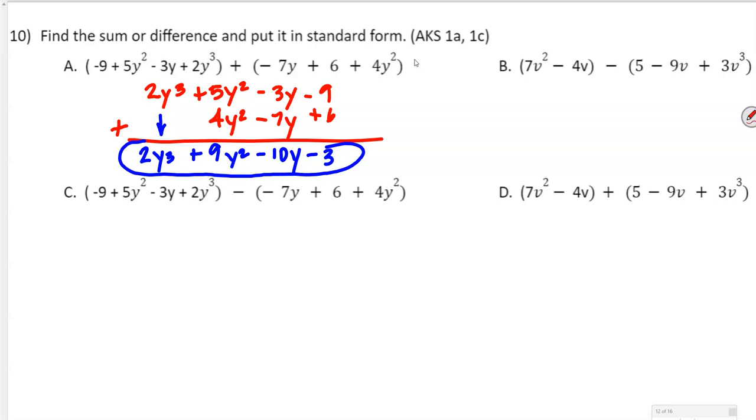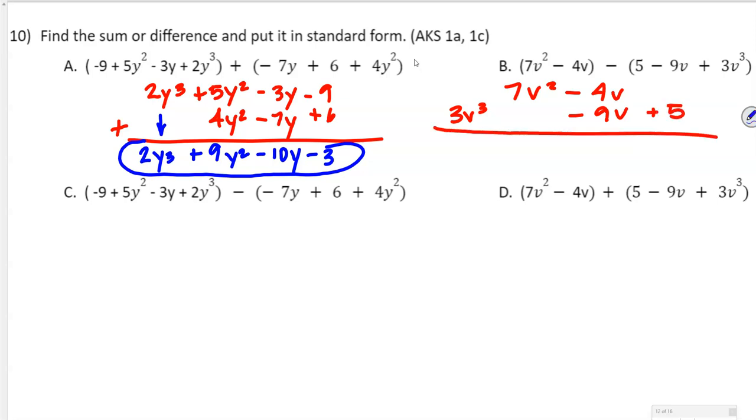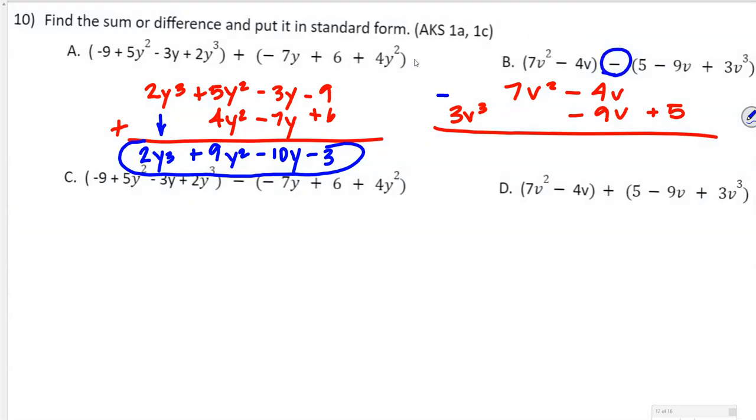Okay, so when we set this one up, again, we got a 7v squared minus 4v, right? Now, look, we're going to write them in descending order. We didn't have a v to the third, right? So this is 3v to the third. Then we got a minus 9v, and then we got a plus 5. Now, remember, we have a minus sign in this problem, right? So what does that mean we're going to do? We're going to change the signs of everything we're about to do. So we're going to put a plus there. We're going to put a minus in front of that, a plus in front of that, and we're going to make this one a minus. And then we're just going to add them, okay?